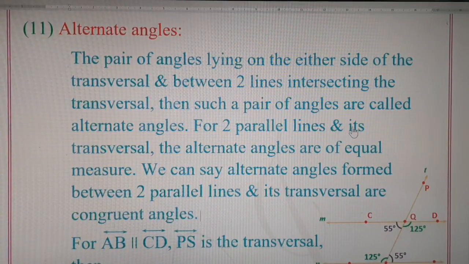For two parallel lines and its transversal, the alternate angles are of equal measure. We can say alternate angles formed between two parallel lines and its transversal are congruent angles. We can also say if alternate angles are congruent, or of equal measure, then the lines are parallel. If the lines are parallel, then the alternate angles are of equal measure. So children, we have to remember, if lines are parallel, then alternate angles are of equal measure, and if alternate angles are of equal measure, then the lines are parallel for two lines and its transversal.